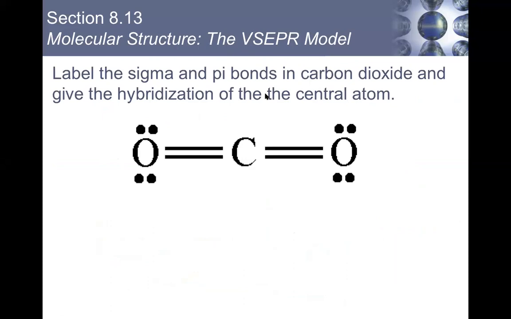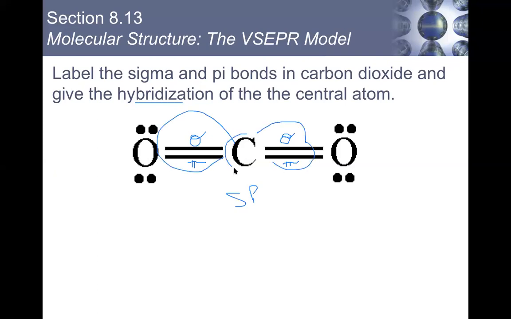So if it says label the sigma and pi bonds and give the hybridization, so really easy here. What are we putting on it? This is sigma. No, pi. Sigma. It's linear, so it's sp hybridization. Good, because it has one domain.